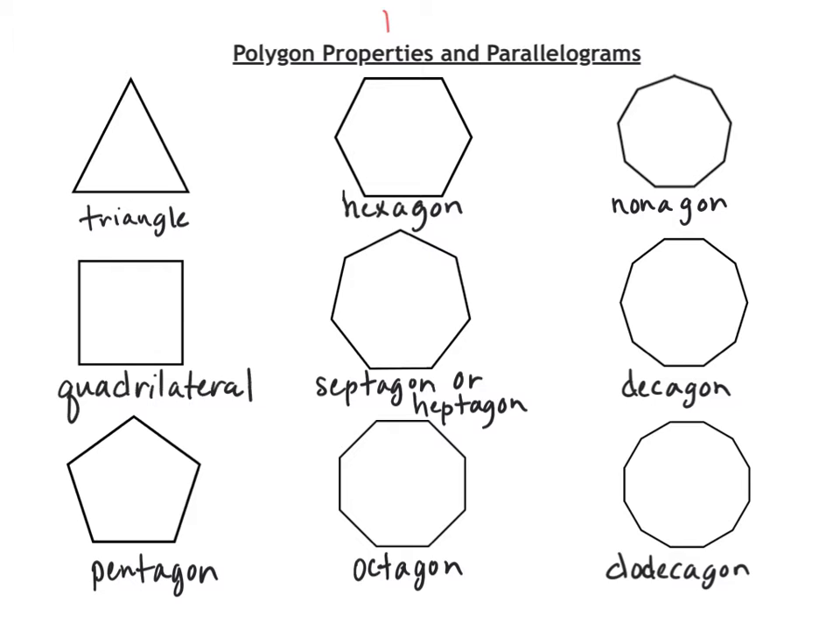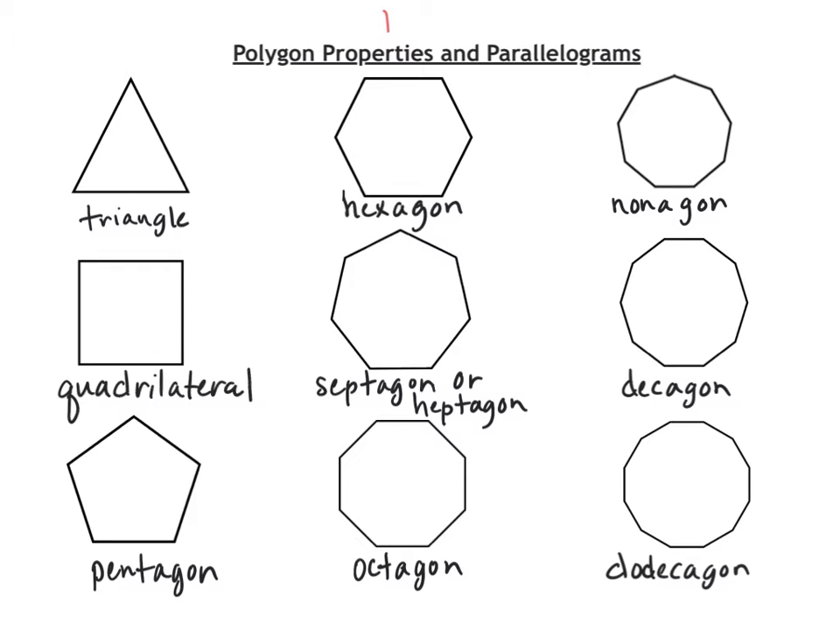A pentagon is a five-sided figure. A hexagon, six sides. Seven sides is a septagon or a heptagon. Sept means seven. Just like September literally means seventh month. It's not, but that's another story. Octagon is eight sides. October, yes, means eighth month.